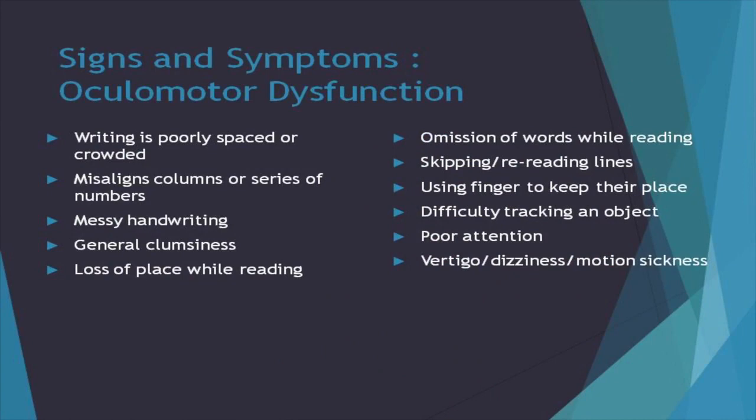So that was a great demonstration, but to write it down, signs of poor tracking or ocular motor dysfunction: omissions while reading, using your finger while you're reading, skipping letters, skipping lines, rereading lines, poor attention, then poor comprehension, all the things that we just showed here could be a sign of poor eye tracking.